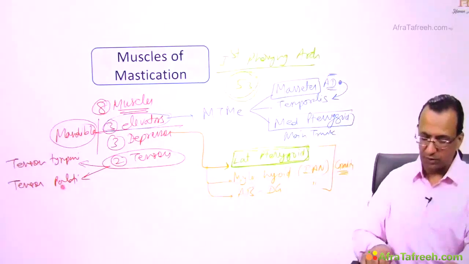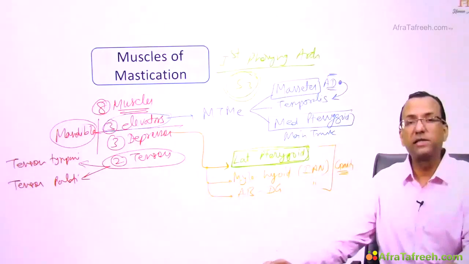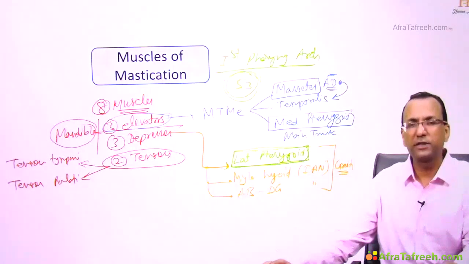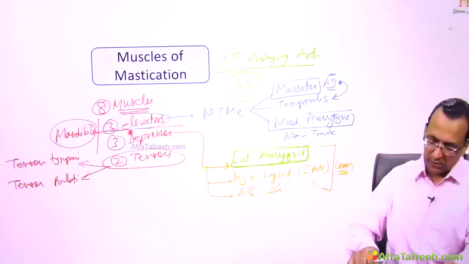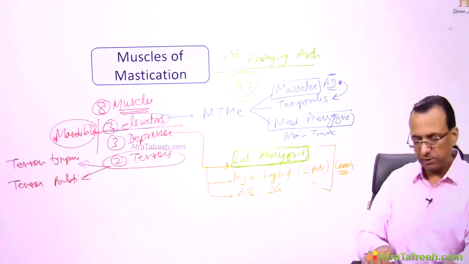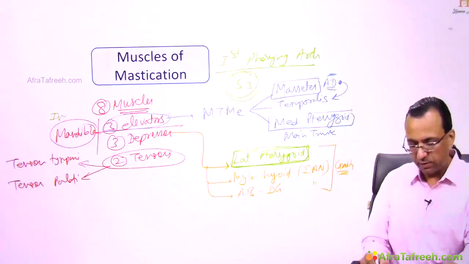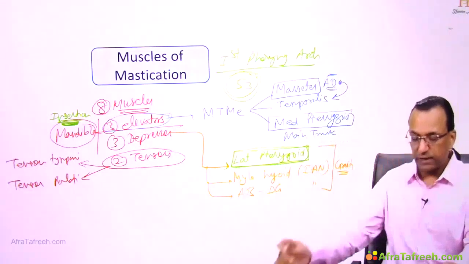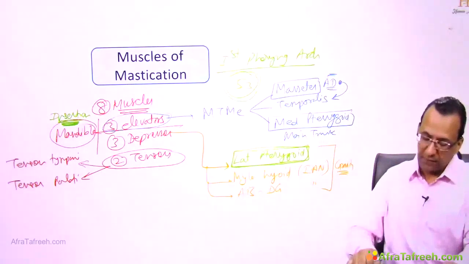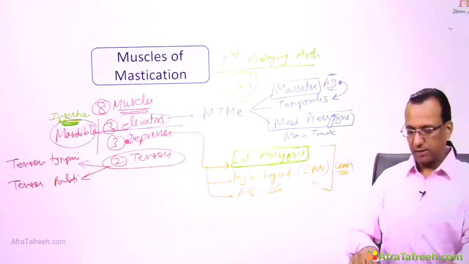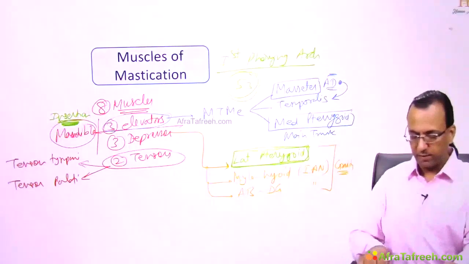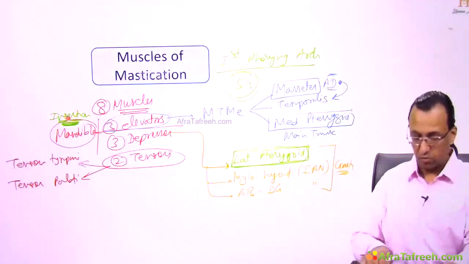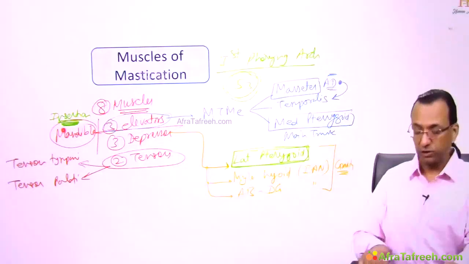Now we want to focus upon the 6 muscles of mastication, their origin, insertion, and action. Their insertion must be the mandible. Why? Because they have to move the mandible, then only there will be mastication. If these 6 muscles of mastication insert on the mandible, because the mandible is the movement bone, then what is the origin? You have to see the origin then.